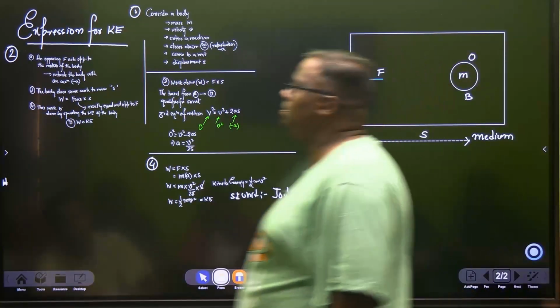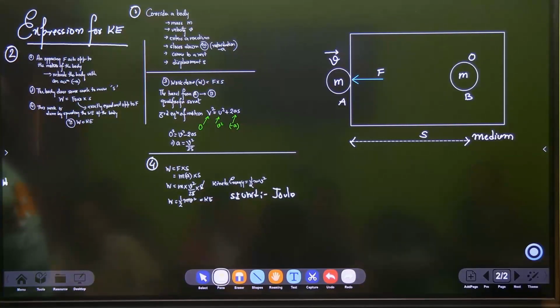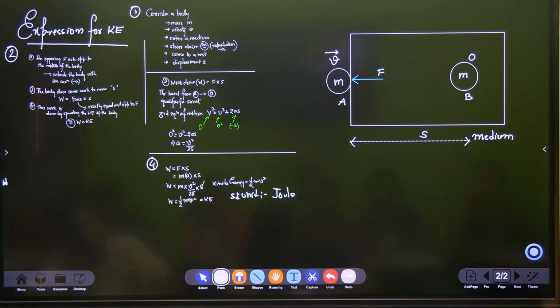Shall we see what is happening at 2? At 2 I am saying an opposing force F acts opposite to the motion of the body. Do you agree? An opposing force F acts opposite to the motion of the body. So what does it do? It retards the body with an acceleration negative a. Clear? These two lines. Then the body does some work to move this displacement s.